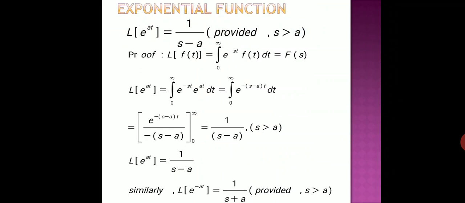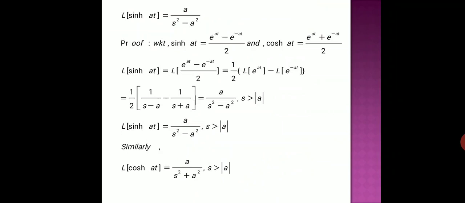This is the second formula for Laplace transformation. Similarly, we have to find L of e power minus at is equal to 1 divided by s plus a, provided s greater than a. The first one is a constant function, the second one is an exponential function. Next we have to see a function that is exponential as well as hyperbolic.